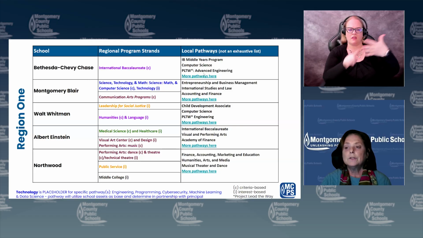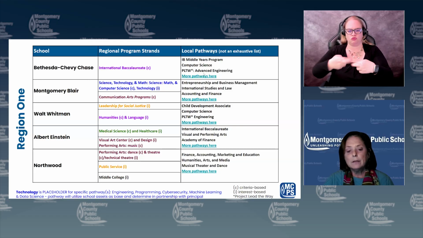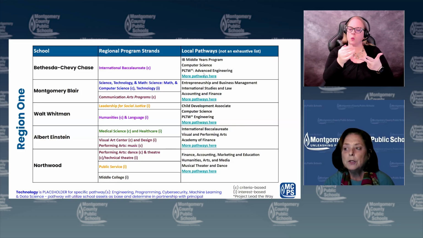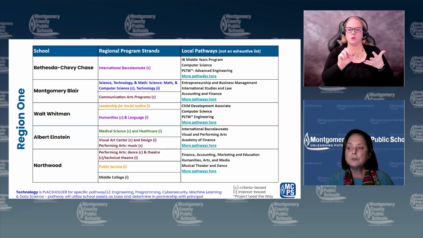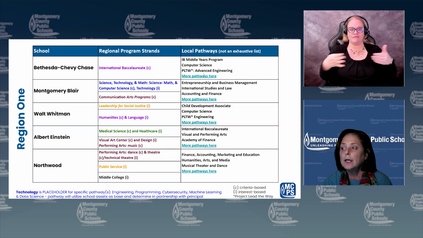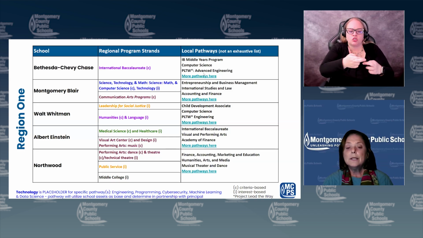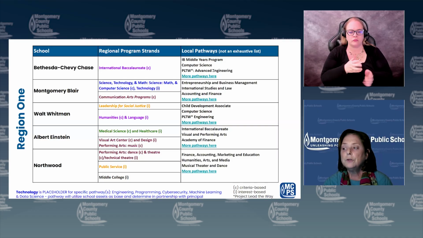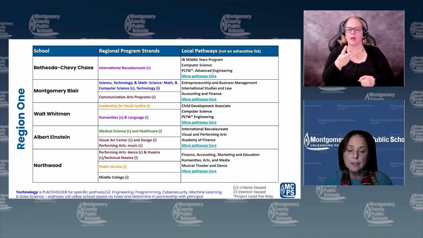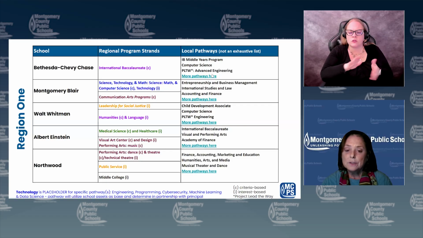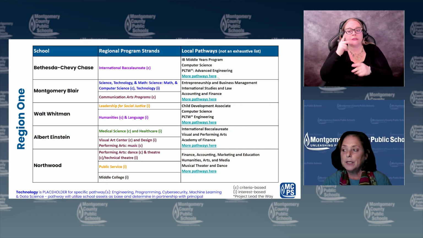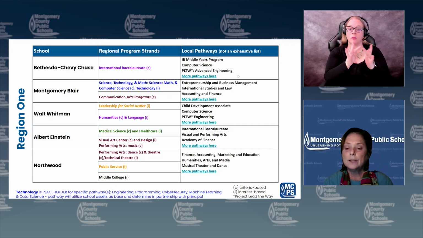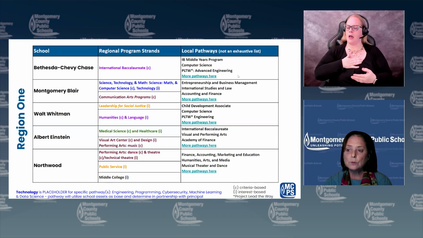In Region 1, there's Bethesda Chevy Chase, Montgomery Blair, Walt Whitman, Albert Einstein, and Northwood. In the middle column, you're going to see the regional program strands, and they are color-coded. The last column identifies the local pathways, which is not an exhaustive list. Once we post this slide deck on the program analysis website, you'll be able to locate a particular school by clicking on the link and find the resources made available at those schools.